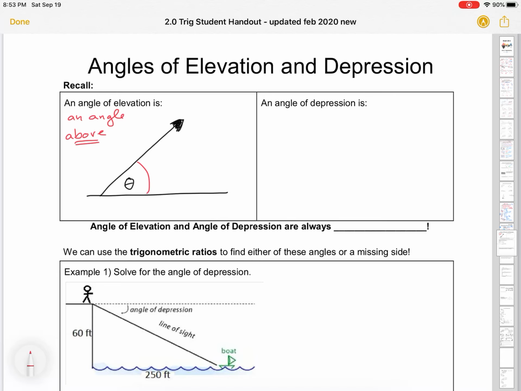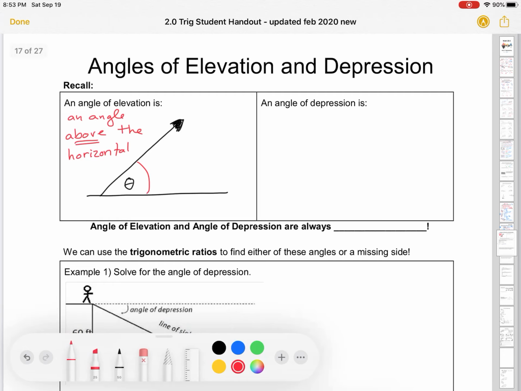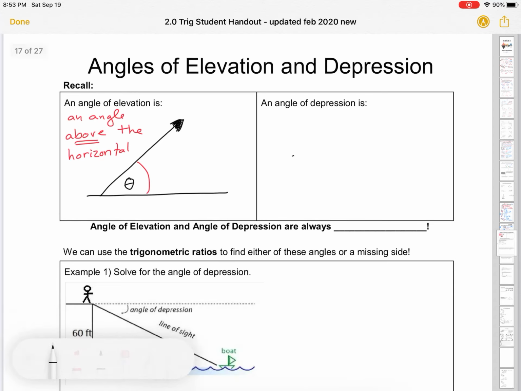So we can think about it as an angle above the horizontal. Sometimes we might look at where somebody is standing on the ground and they're looking up to the top of a building or a tree, and the angle that person's eye line makes with the ground, that would be the angle of elevation. If you think about elevation, if something's elevating, it's going up. Try and remember that that's how that works, okay?